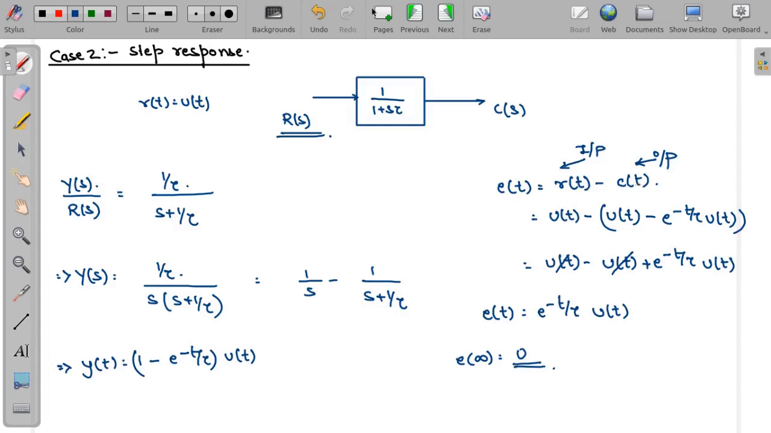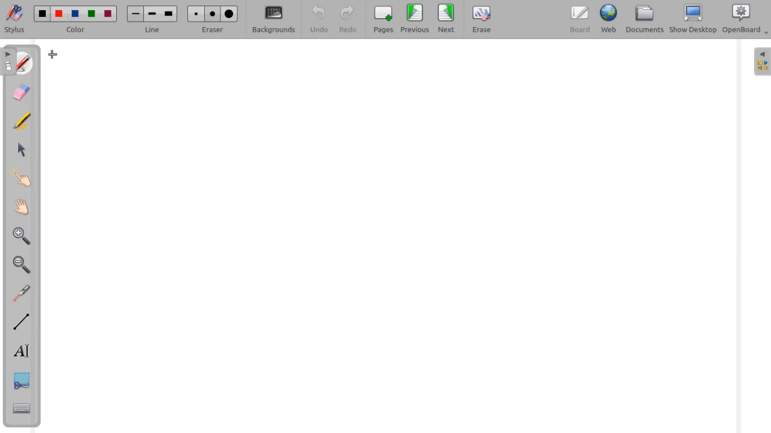Now you can similarly do it for a ramp input. I am giving you 1 minute, so quickly calculate the error for ramp. I will be directly writing the result, so this will be your homework kind of. So you need to do this, very quickly write this. I will be writing just the output over here.